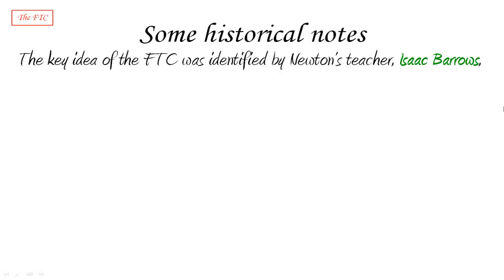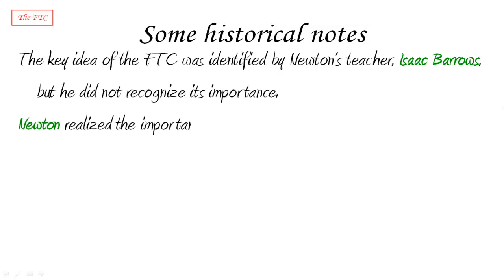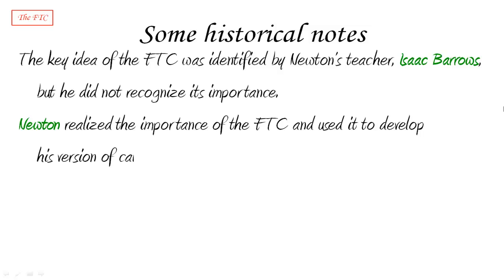Undoubtedly, he did not make as many contributions to mathematics and science as Newton did, but he's also a very, very important name that you should know. Okay. The problem with Barrow is that even though he had basically figured out the theorem, he did not recognize how important it was. He didn't know what to make of it or what to do with it. So one of the biggest things that Newton did was he realized the importance of the FTC, and he used it to develop all of calculus.